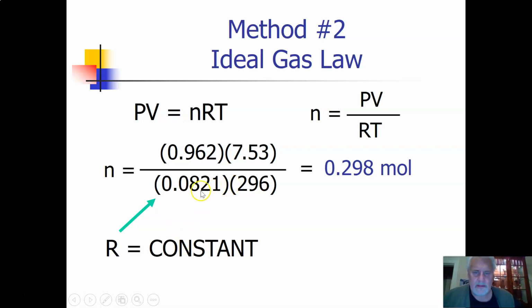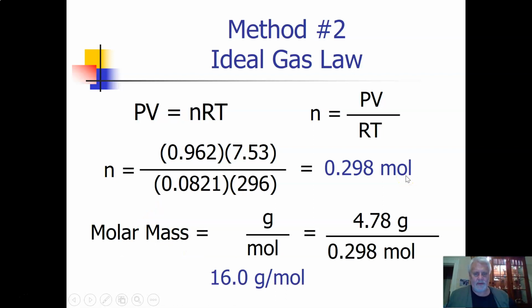Atmospheres. All right? So look at what happened. When you did that, you get 0.298 moles. And if we go grams per mole, the gram's still the same, divide that out, you get the same answer using 2 different methods.